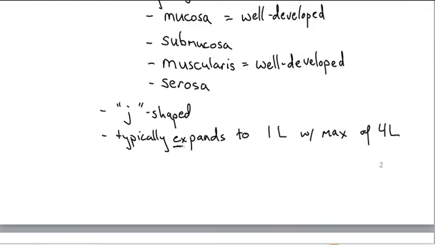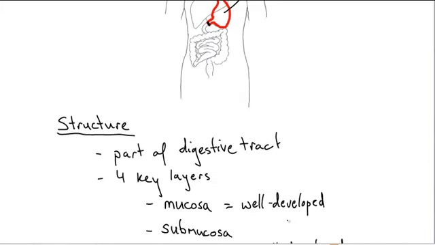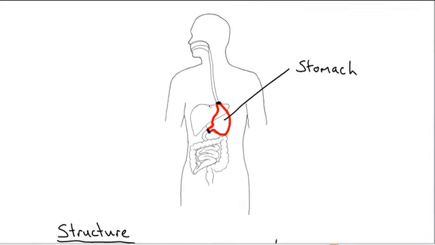And the reason it can expand is because it has special folds of skin called rugae. And these rugae give it extra space so it can stretch out. Okay? And just to go back up to the top, 2 key features I mentioned were the sphincters.